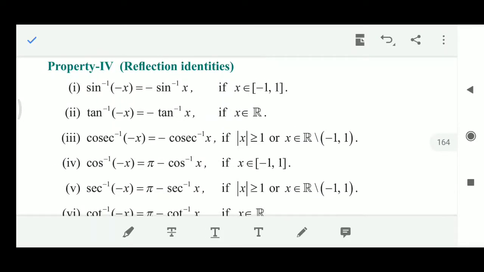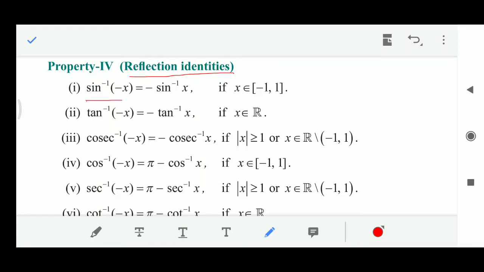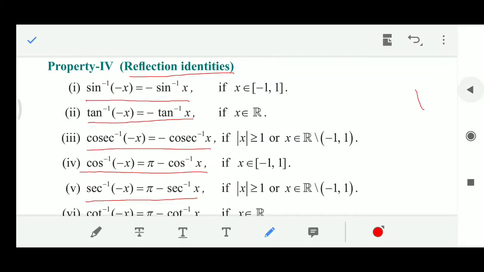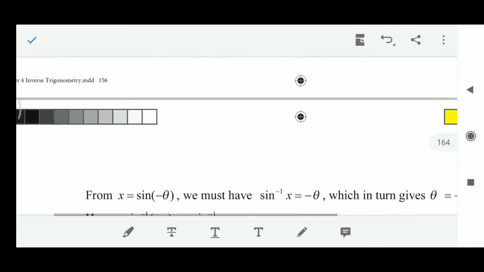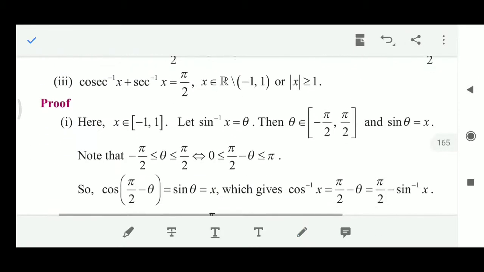Here sin inverse of minus x is equal to minus sin inverse of x. This is an important property. Sin inverse of minus x is equal to minus sin inverse of x. Tan inverse of minus x is equal to minus tan inverse of x. Cosecant inverse of minus x is equal to minus cosecant inverse of x. For the remaining three, cos inverse of minus x can be written as pi minus cos inverse of x. Secant inverse of minus x is equal to pi minus secant inverse of x. Cot inverse of minus x is equal to pi minus cot inverse of x.